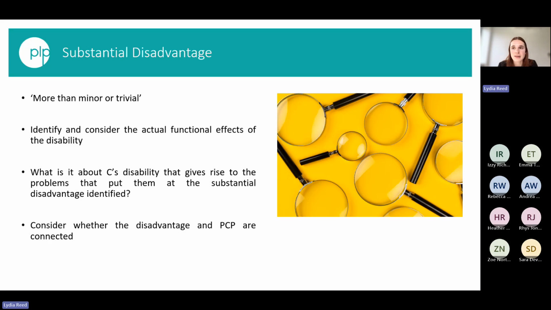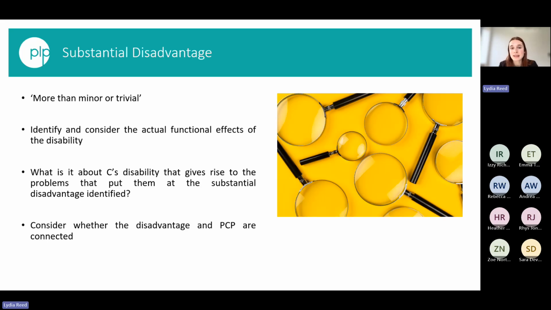Looking next then to the substantial disadvantage, the definition for substantial from section 2 of the Equality Act is more than minor or trivial. And the guidance really is to identify and consider the actual functional effects of the disability. What does that really mean? Well, I think that's looking at 2 parts and separating out the disability from the disadvantage.